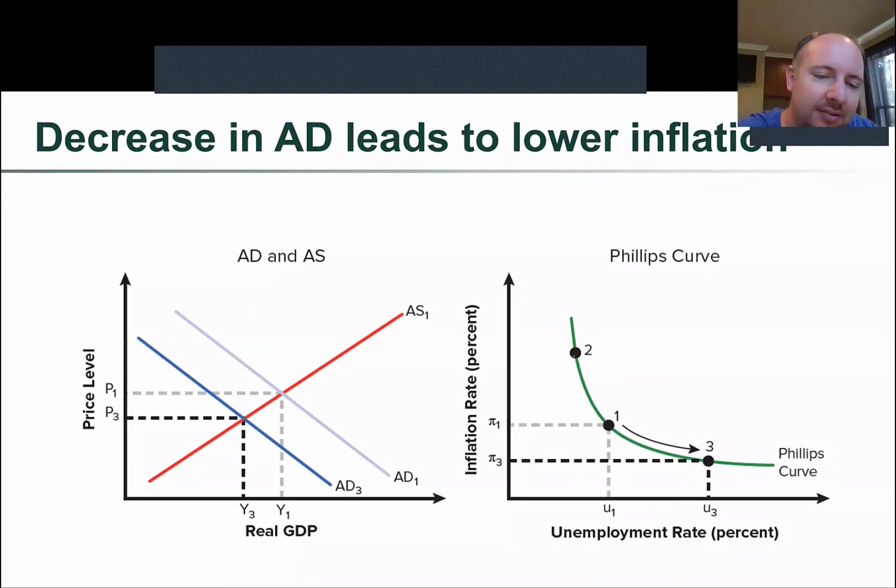What do we get? Demand shifts left. So we get lower GDP and a reduction in the price level or lower inflation. So that's reflected by moving from 1 to 3. Inflation goes down, unemployment goes up. Okay.